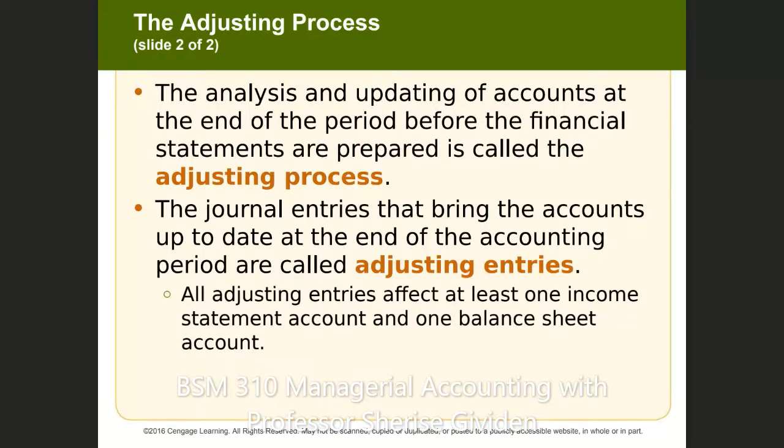The analysis and updating of accounts at the end of the period before the financial statements are prepared is called the adjusting process. The journal entries that bring the accounts up to date at the end of the accounting period are called adjusting entries. All adjusting entries affect at least one income statement account and one balance sheet account.